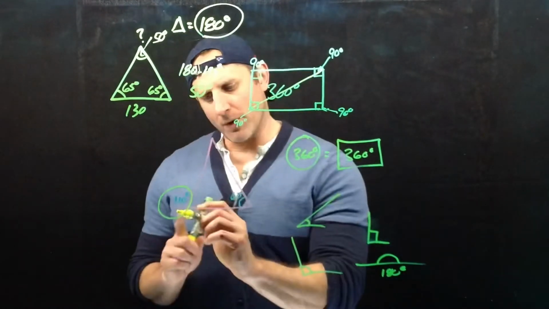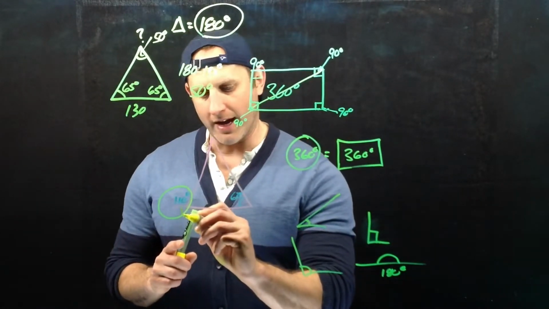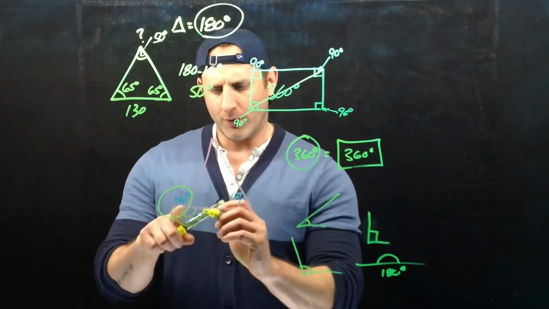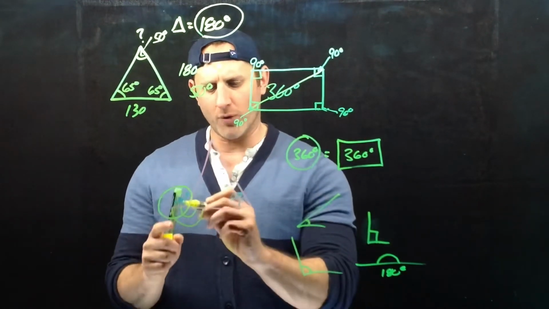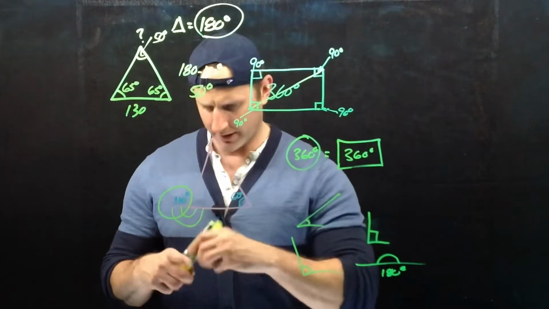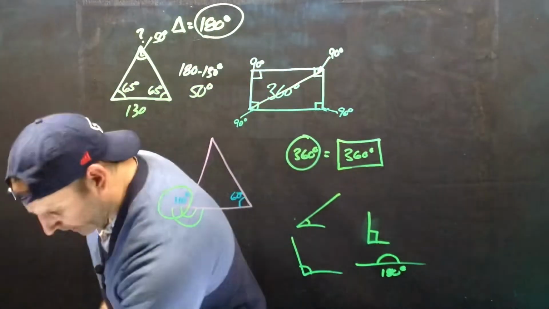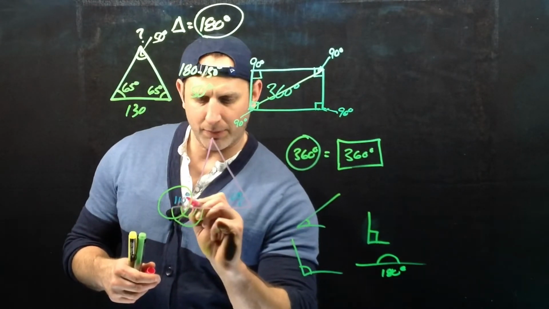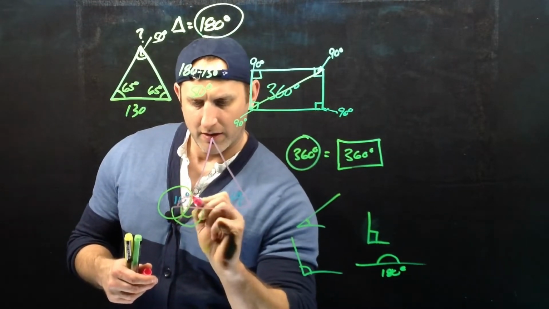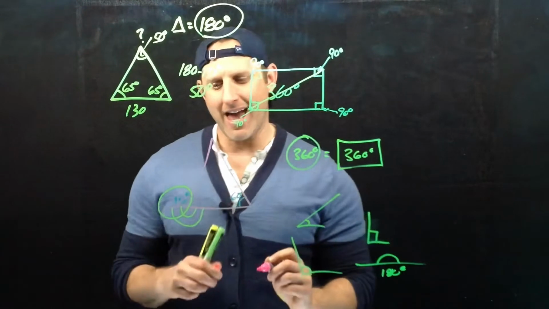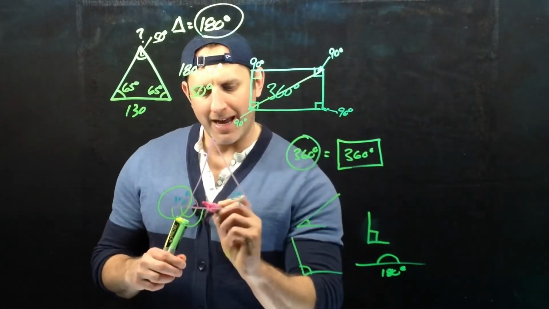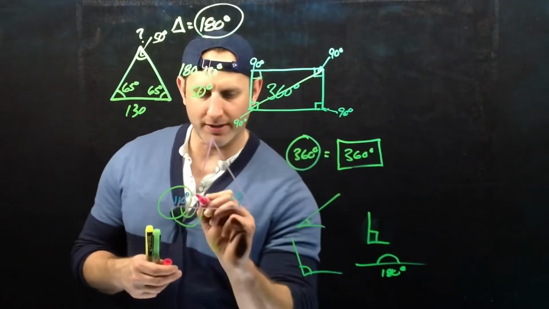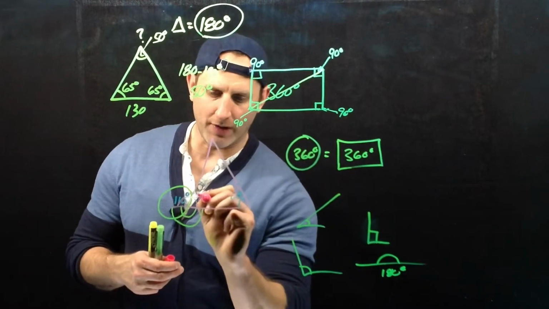Which means that if we were traveling this way, we would be at 180 degrees. So if we're going across the top, this 180 is split right there by 110, which means that the remainder would be 180 less 110, or 70 degrees on the inside.